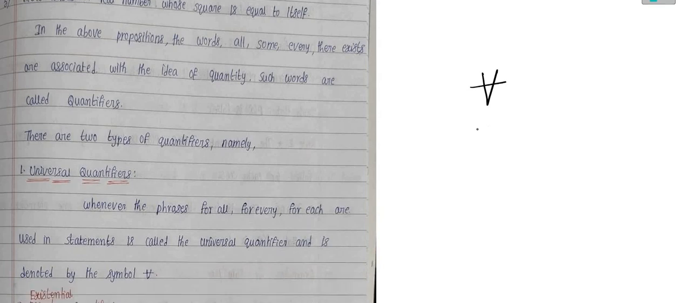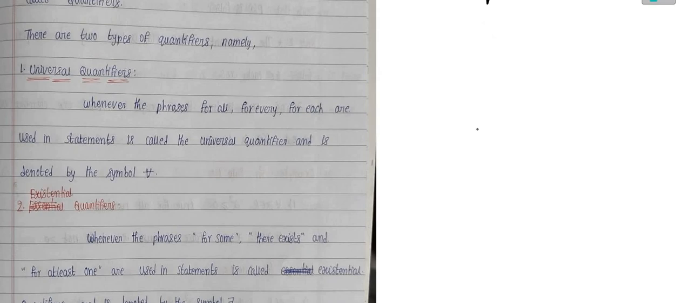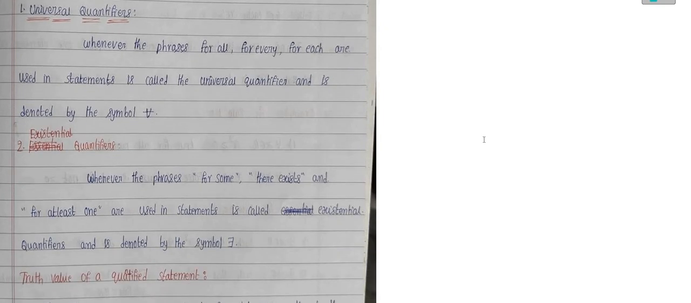The second one is existential quantifiers. Whenever the phrases for some, there exists, and for at least one are used in statements, they are called existential quantifiers, and they are denoted by the symbol reversed E. Write it down like this. This symbol is called for all. This symbol is called there exists.